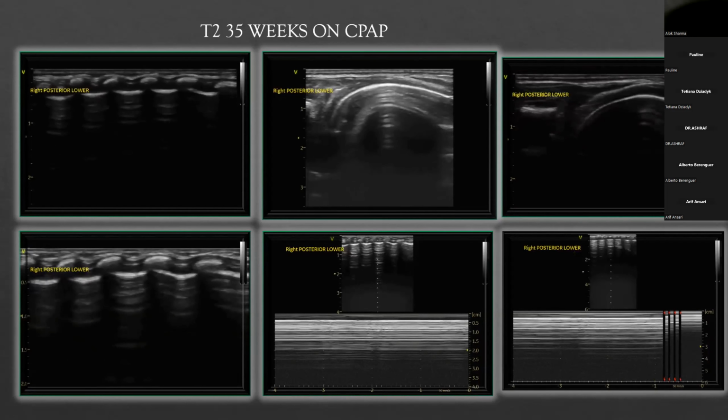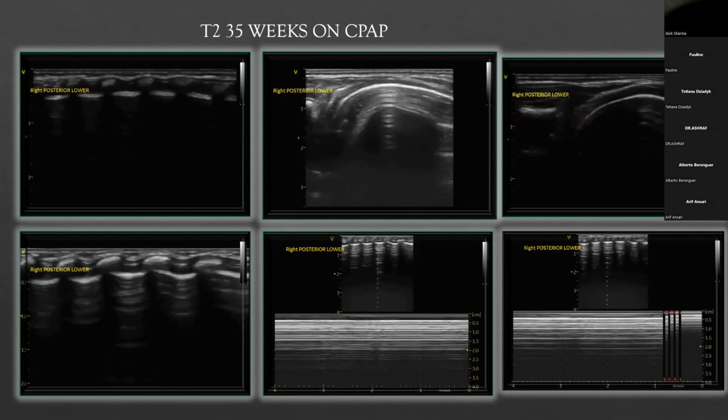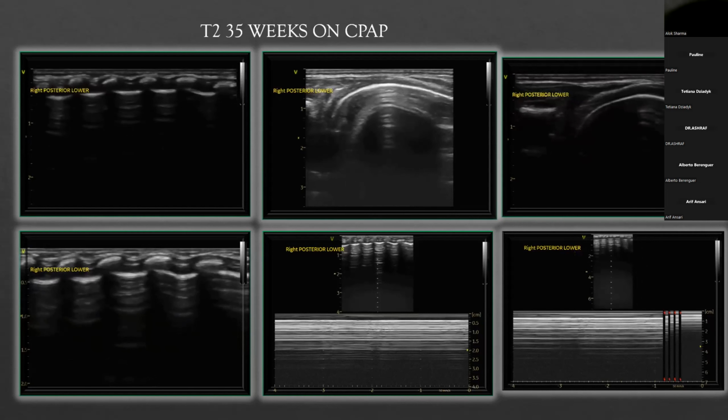The protocol would be we'd always look for sliding, and we'd look for the A-profile. We would then look for, and this is really important, let's say you get a barcode sign in this one particular area. If it's a small to moderate pneumothorax, you must look for the lung point. You must look for the lung point. And a lung point can be demonstrated from above downwards or from medial to lateral, depending on the baby's position and the size of the pneumothorax.